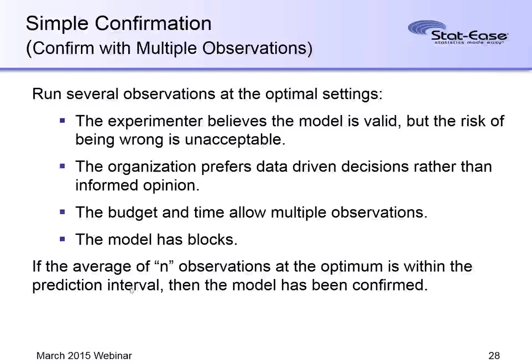This is kind of a given. Finally, if you fit a model that has blocks, you'll definitely want to at least try to get a couple of confirmation runs so you can run them at different blocks and have those effects cancel out. So how would we confirm the model? By using N observations? Well, again, we would compute a prediction interval, and we would see if the average of the N confirmation runs is in that prediction interval.